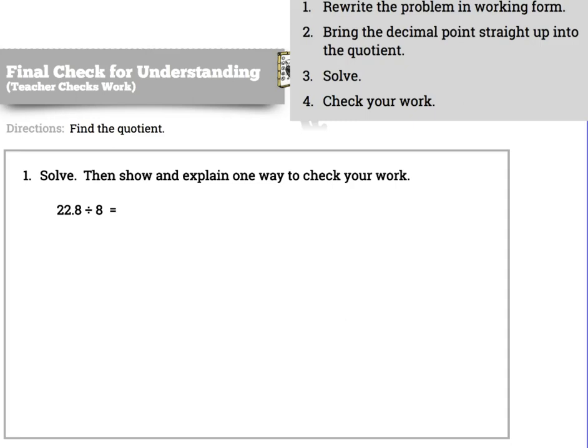Okay, now I'm going to show you the 2 final check for understanding examples, and I want you to try working them out and then check back in to see how you did. Okay, here's your first one. And remember, you're going to set this up in working form to start. Okay, and your steps: divide, multiply back, subtract, bring down. Pause the video here, work this out, and then check back in to see how you did.